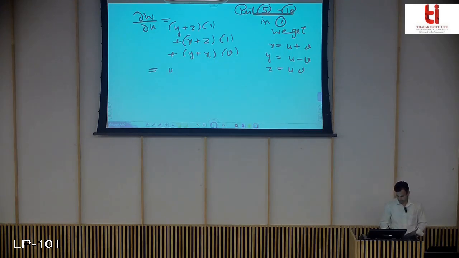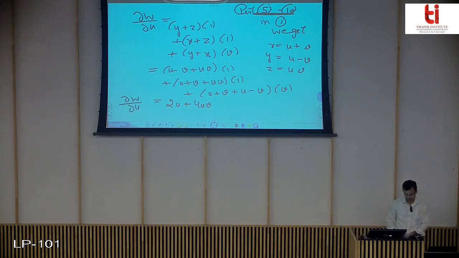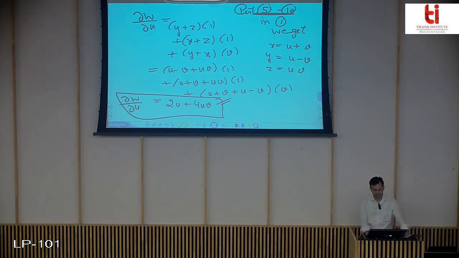So let me substitute it here. y + z is (u - v + uv)·1. x + z is (u + v + uv)·1. y + x, where x is u + v and y is u - v, is 2u, multiplied by v. So when you solve this, you will get 2u + 4uv, and that is what your ∂w/∂u is, the value of this partial derivative of w with respect to u. So this is the final result for this question.